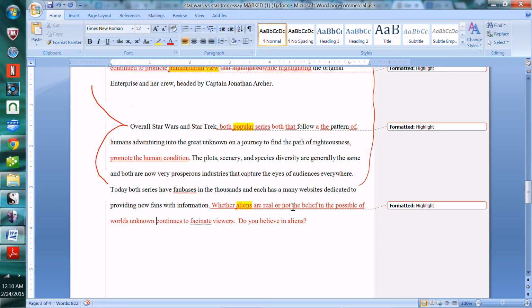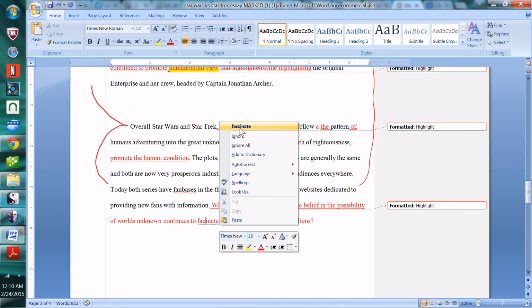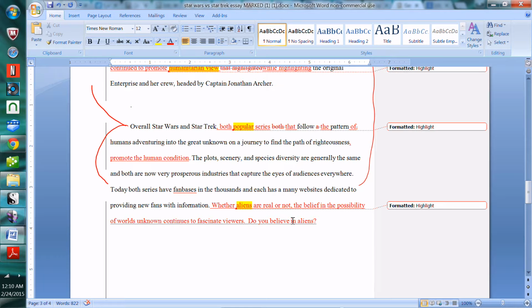Whether aliens are real or not, the belief in the possibility of worlds unknown continues to fascinate, and fascinate spelled wrong. That's why I love Word. Okay, and this was our beginning. And then we have belief or believes, because you can use synonyms, and that's why I want you to highlight it, because if you're using a synonym, I want to know that's what you're doing for your transitions.